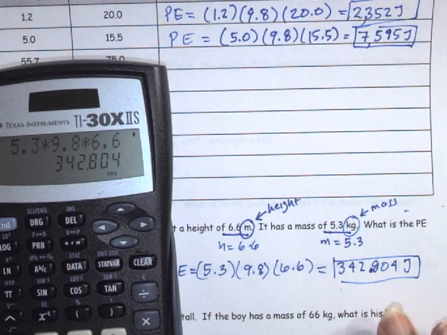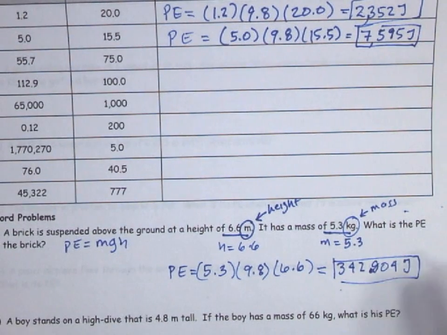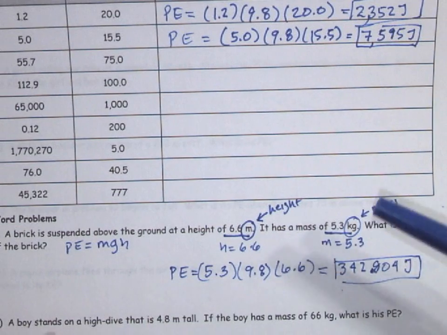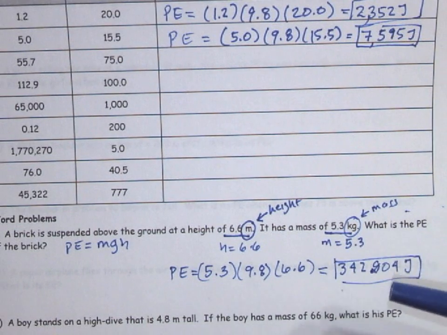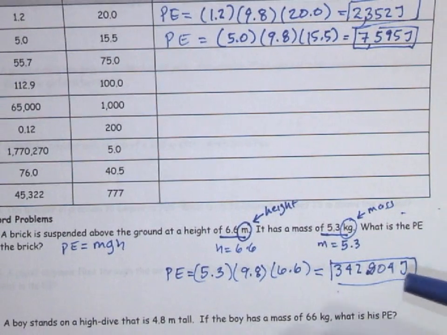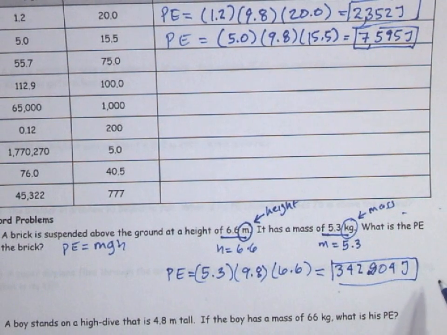Okay, so for the word problems, you have to identify your values, if they're mass or height in the case of potential energy, plug them into your PE equation. Remember, g is always 9.8, and then solve. And then don't forget your units. All right, so in the last video, I'll go over the mixed problems.